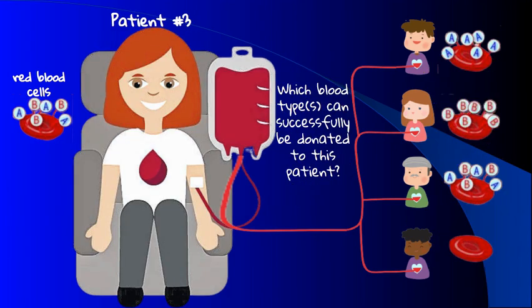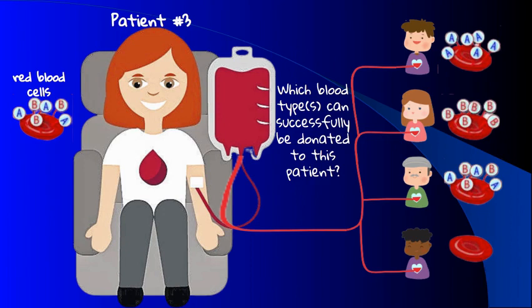Patient number 3. This patient has the A and the B antigen on her red blood cells. So that means she has type AB blood. Notice that she doesn't have any antibodies. And that's because any antibodies would attack her own blood, and we don't want that to happen.